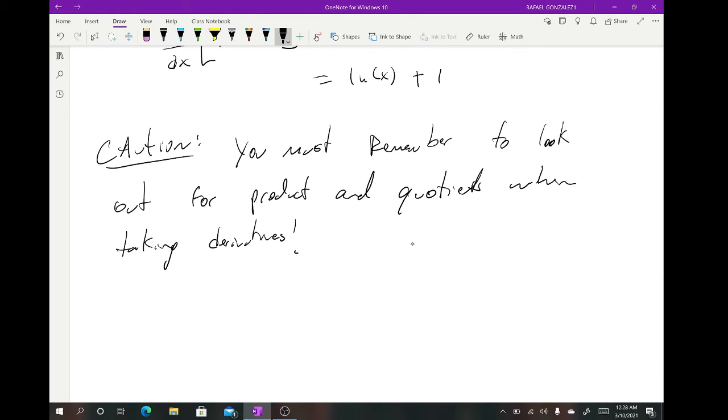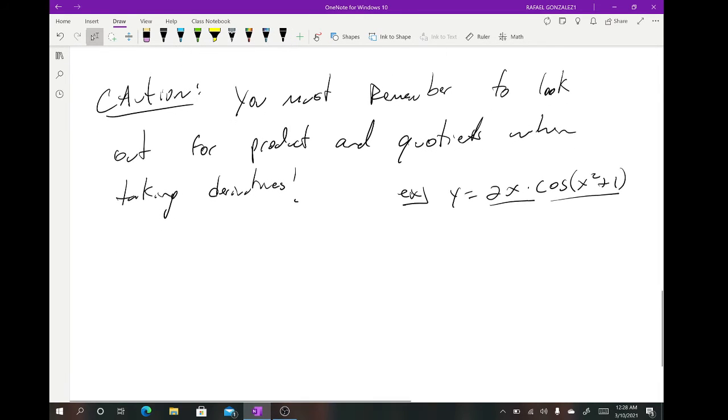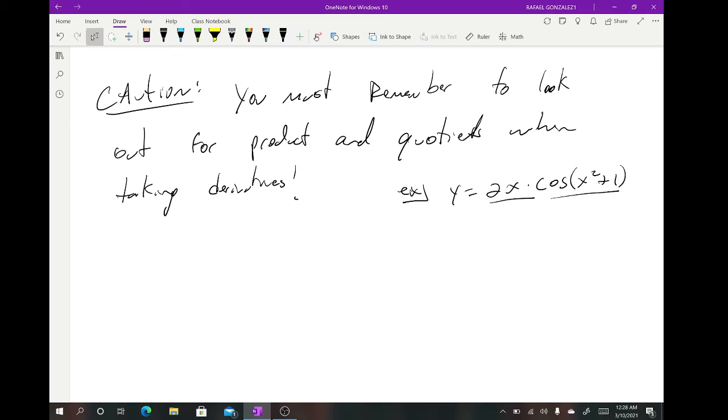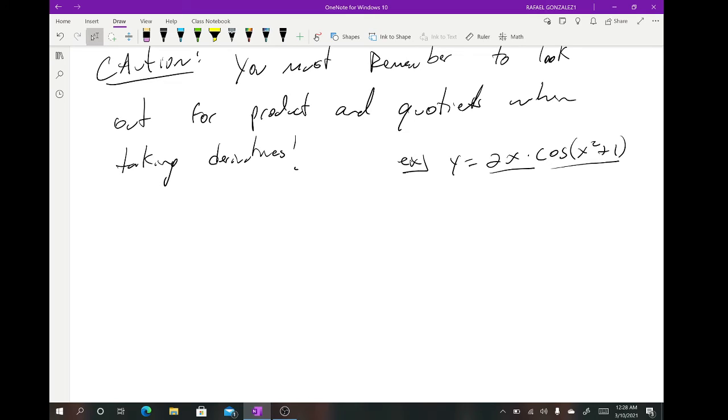For example, if somebody gives you y equals 2x times cosine of x squared plus 1, here you have a chain rule and a product rule happening all at the same time. Okay, so you gotta be very careful. And you could even throw in a quotient rule if I were to divide by, let's say, tangent of x. So this will get very complicated very quickly. So always be on the lookout for that.